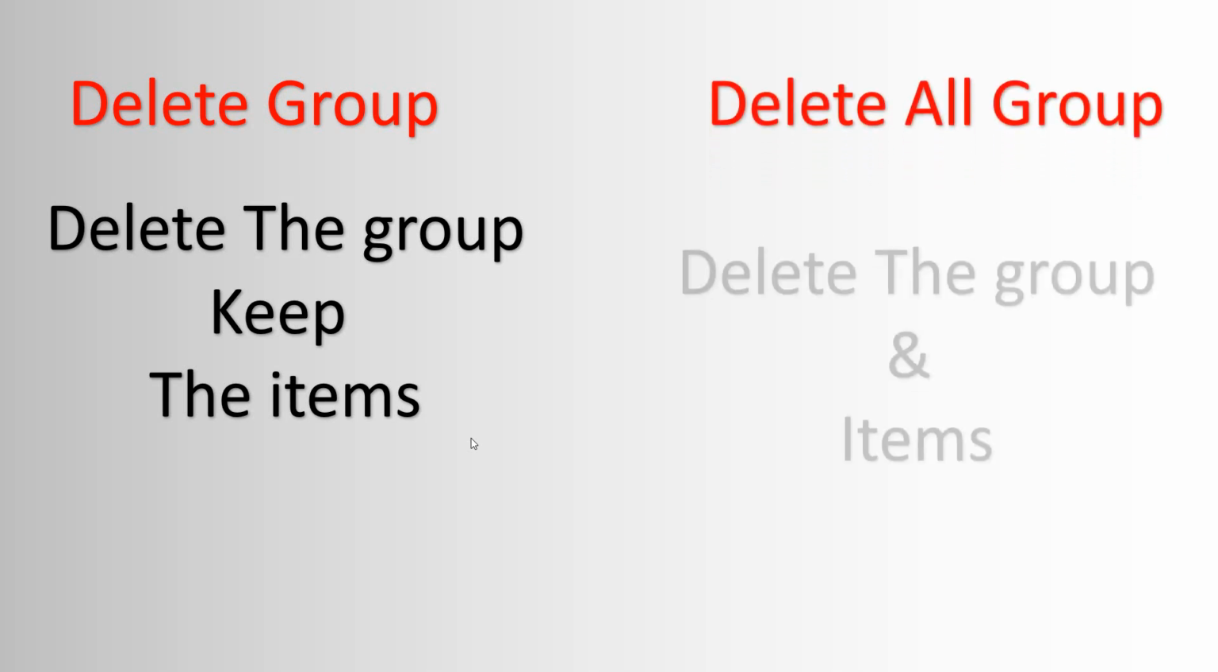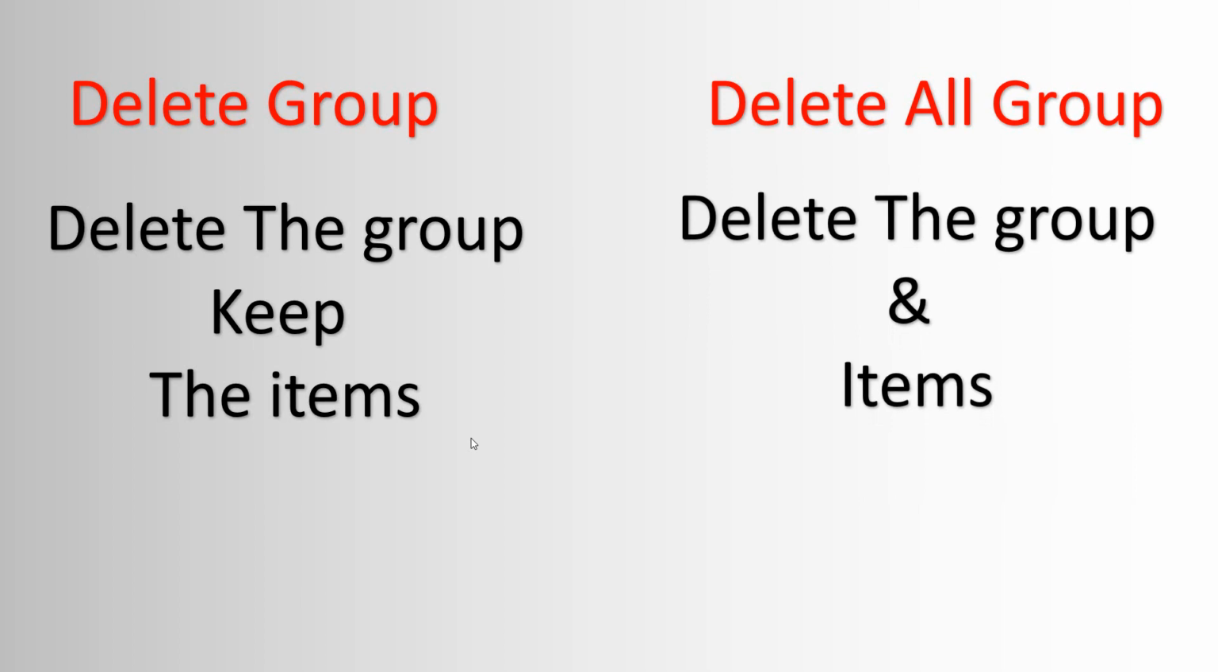Now we will learn how to delete a group and delete all group, and what the difference is between them. Delete group, you will delete the assembly of the group, but keep all elements in this group. So you will remove the group only without deleting the elements inside this group. But delete all group, you will delete the group and the content of this group. If you have elements inside this group, you will delete them if you select delete all group.